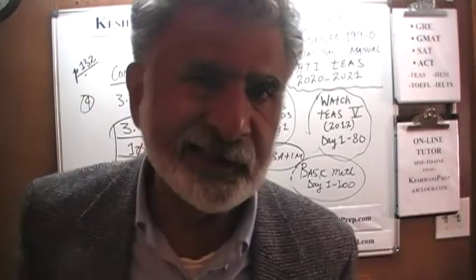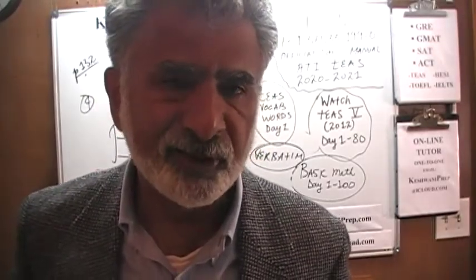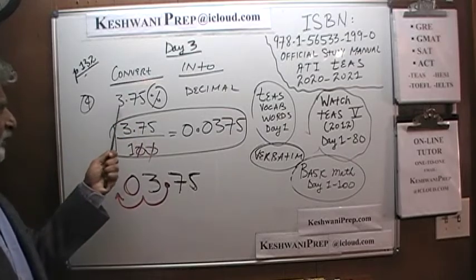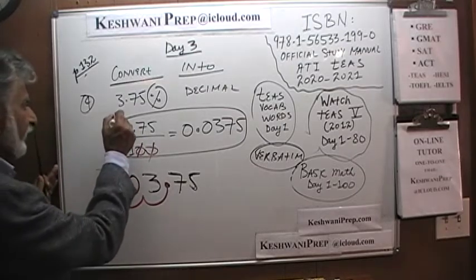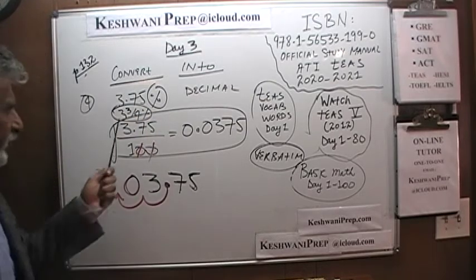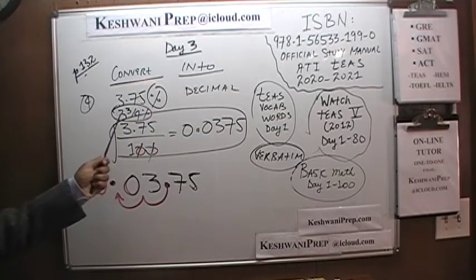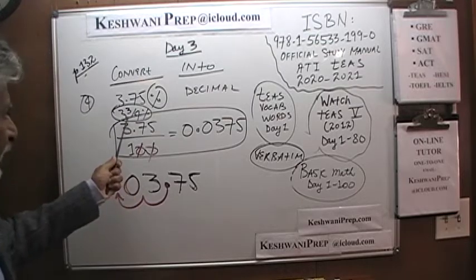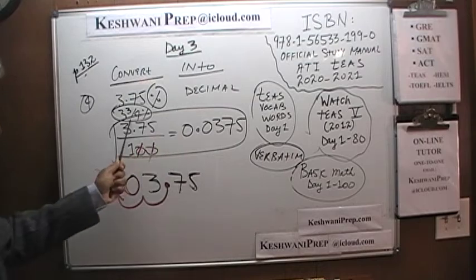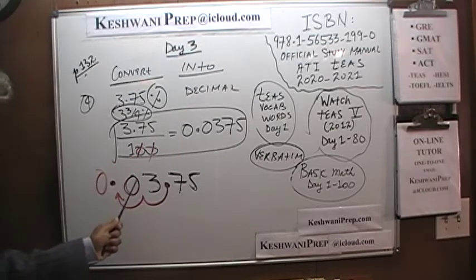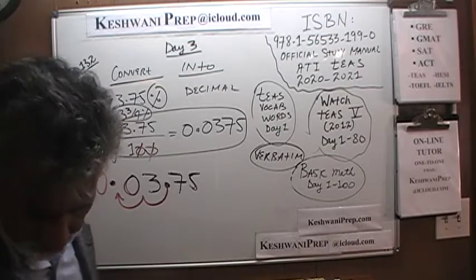3.75%, when expressed in decimal. You can read it as 3.75%, or you can simply read it as 3.75 percent. It's the exact same thing, because 3/4 is 0.75. When somebody asks us to express 3.75% into decimal, the answer is 0.0375. That was number 4.